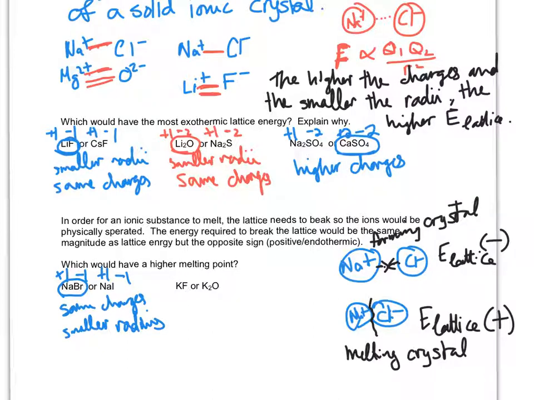Okay, let's look at the other example here. We have KF versus K2O. So assign your charges: +1 and -1. This one's +1 and -2. Different charges, no need to look at the radii. This has higher charges. So that crystal is attracted, the ions are attracted to each other more in that crystal, and so it is harder to break that crystal in order to separate those ions, and so therefore K2O would have a higher melting point.